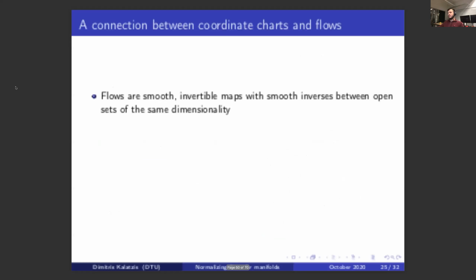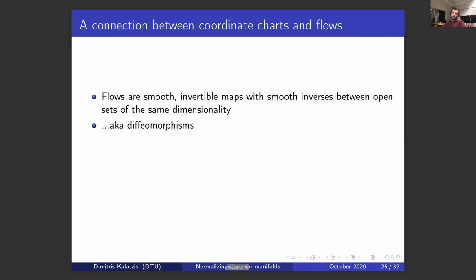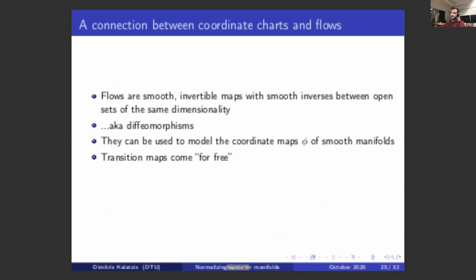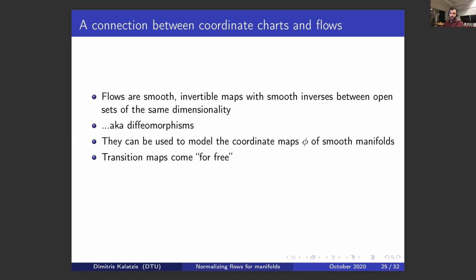So now recall that flow models are smooth bijections and they have smooth inverses. And if that rings a bell, which hopefully it does, that's because we just defined this class of maps. They are diffeomorphisms. As such, flows are the perfect fit to model the coordinate maps phi of smooth manifolds. A further advantage is that we get the transition maps.